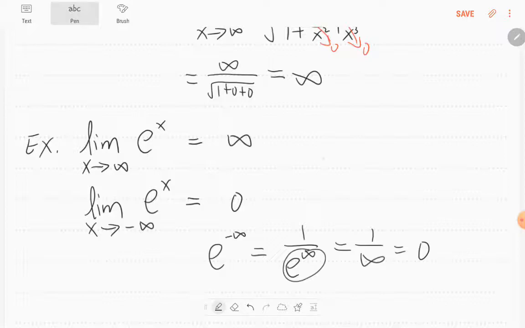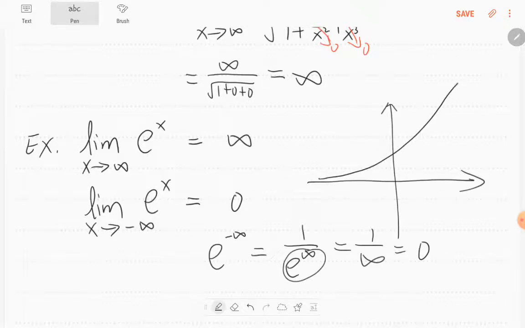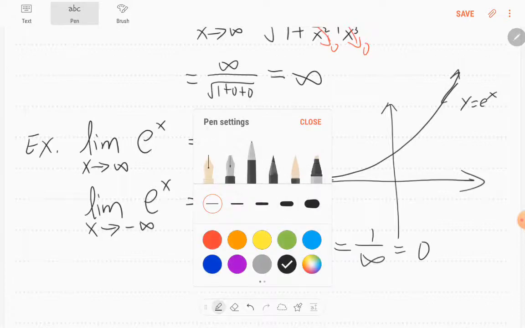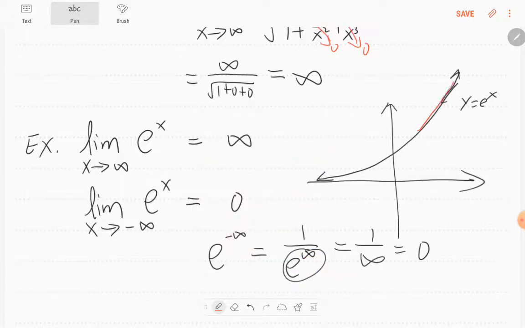If you don't believe that, you can draw the graph of the e function, y equals e to the x. When x approaches infinity, this curve will increase forever. When x approaches negative infinity, the curve goes down but approaches y equals 0. So we have a horizontal asymptote: y equals 0 is the horizontal asymptote for e to the x.